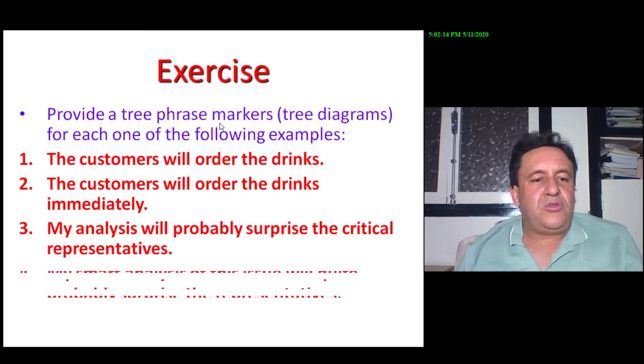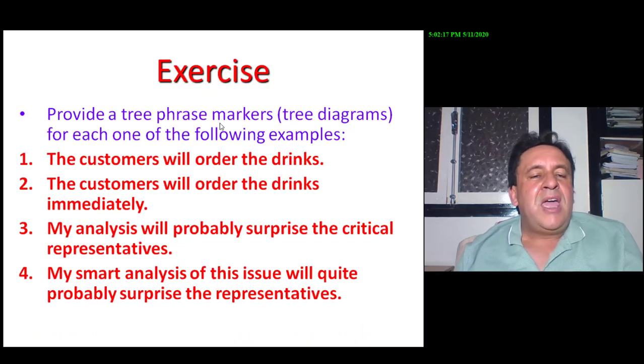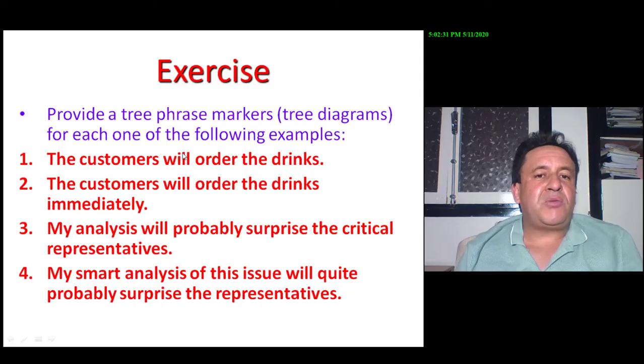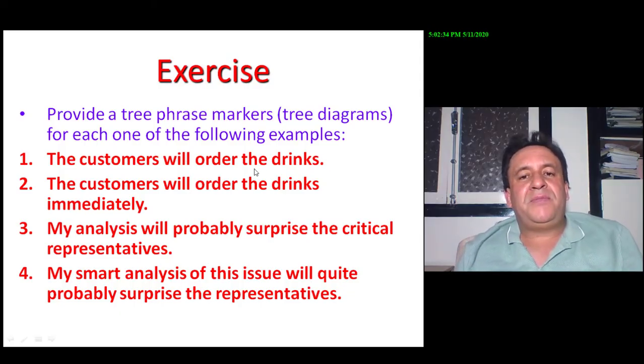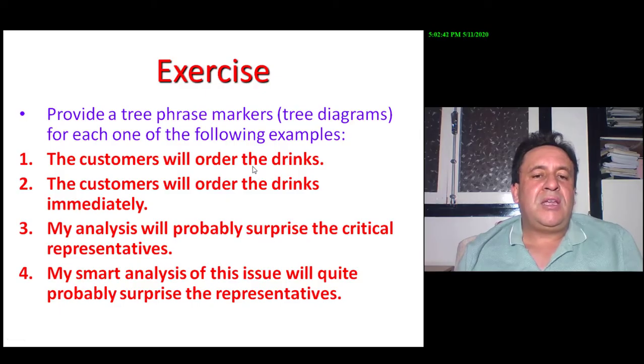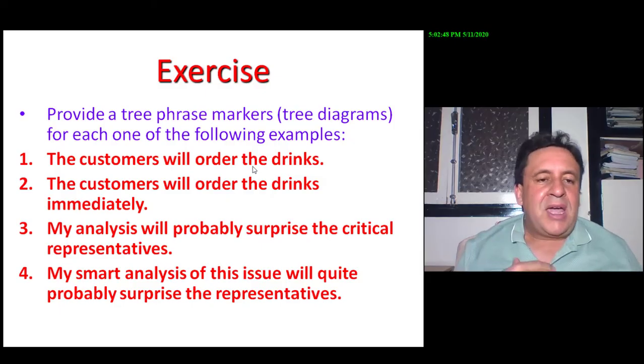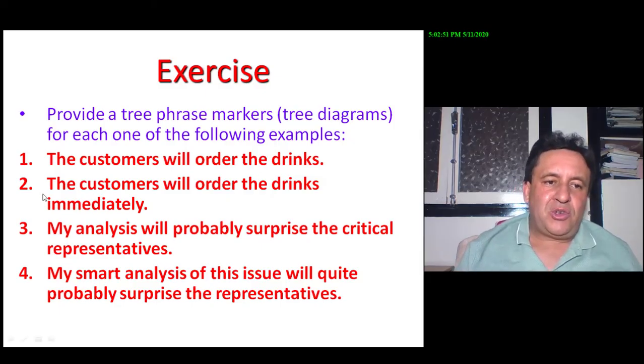I would like to give you 4 sentences, and I want you to build a tree diagram for each one of them. The customers will order the drinks. Look at this sentence. The customers is the subject, the verb is order, it has one inflection, one auxiliary, which is will, and the object, which is a part of the VP, is the drinks, the head of which is drink, and the specifier of which is the determiner. So please, I would like you to build a tree diagram for each one of these, but to help you, I will do one of them for you, which is number 2. The customers will order the drinks immediately.